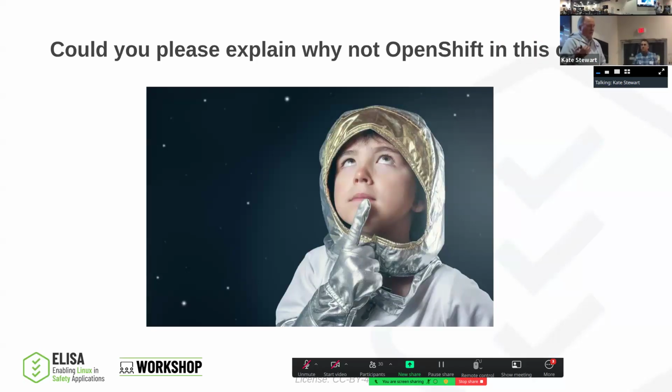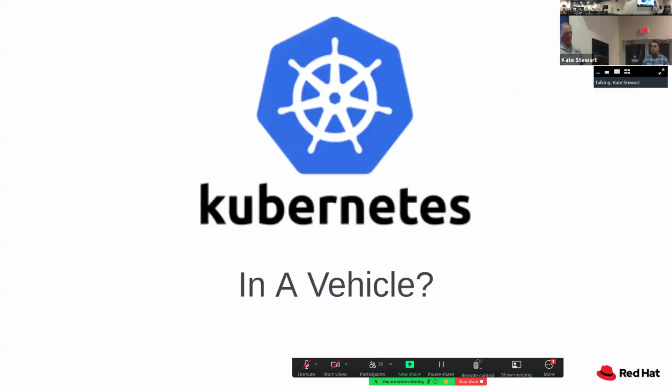So, I'm going to quickly switch gears a little bit here, but one of the things when we talk about containers, could we explain why we're not using OpenShift in the vehicles? Well, Kubernetes, OpenShift is Red Hat's Kubernetes plus applications. So Kubernetes in a vehicle. Sound like a good idea?